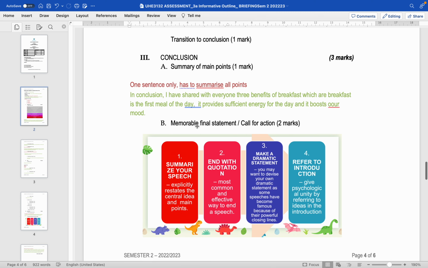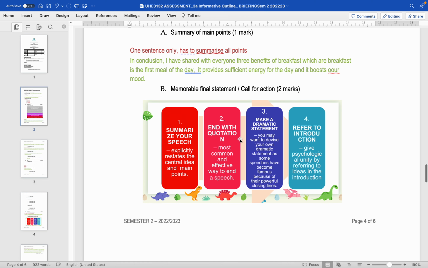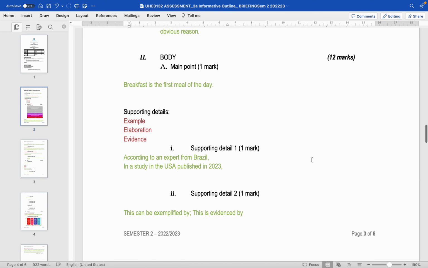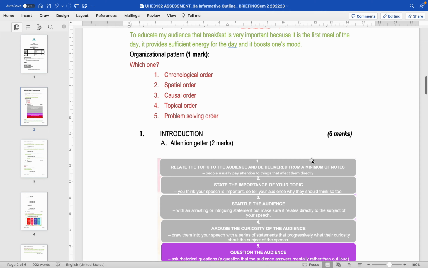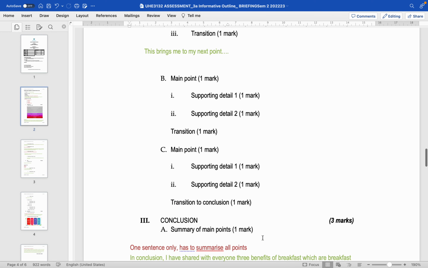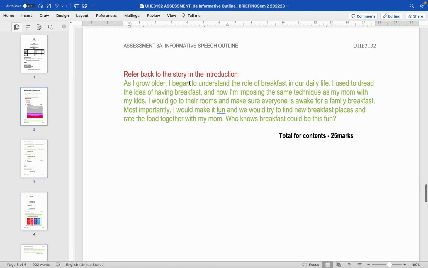Finally, you then need to make a memorable final statement or call for an action. Here are some of the ways for you to do it. You can summarize your speech. You can end with a quotation, make a dramatic statement, or my personal favorite, you refer back to the introduction. In the introduction just now, I told a story. So I want to end my speech also with a story. So I refer back to the story in the introduction, I link it as my conclusion.